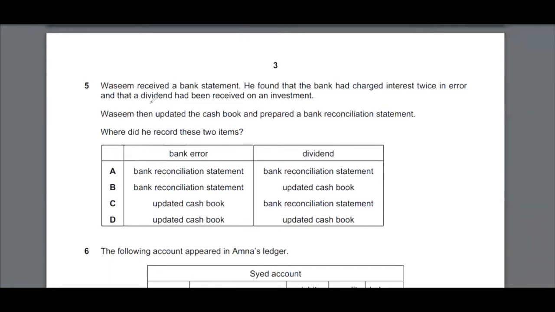Multiple choice 5. Wasim received a bank statement. He found that the bank had charged interest twice in error and that dividend has been received on an investment, right? So all this information, from this sentence to this sentence, is coming from the bank statement, not his cash book. It's coming from his bank statement.